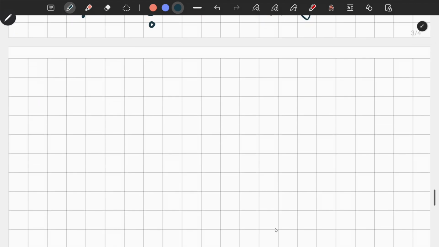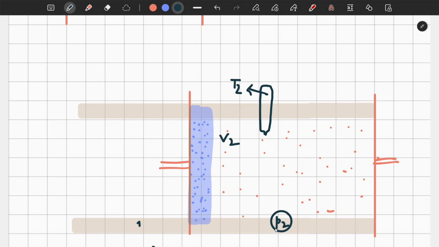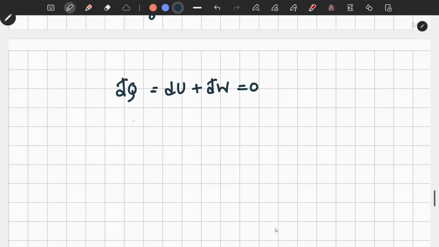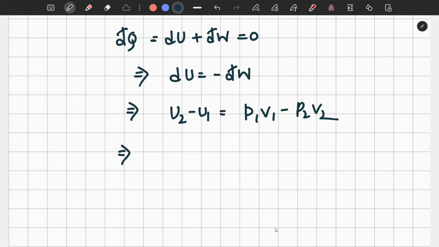Now, from the first law of thermodynamics you know d cross q equals dU plus d cross w. This total system, as I mentioned, is isolated totally. No heat is there. So as the total system is isolated, overall d cross q will be 0. Then dU will be minus d cross w. If you now integrate, you will get U2 minus U1, and minus d cross w means P1 V1 minus P2 V2. So P1 V1 is the initial condition and P2 V2 is the final condition.